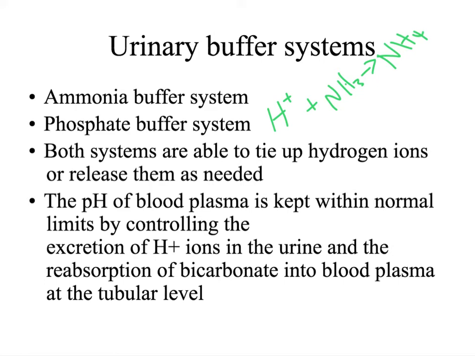Phosphate is going to work the same way. It will go from H2PO3 to H4PO3. And again, this is simply tying up the hydrogen ions so they can be excreted to regulate the pH. The other function that the kidneys can play in maintaining pH is they can increase the amount of bicarb that's taken back into the plasma from the tubules.